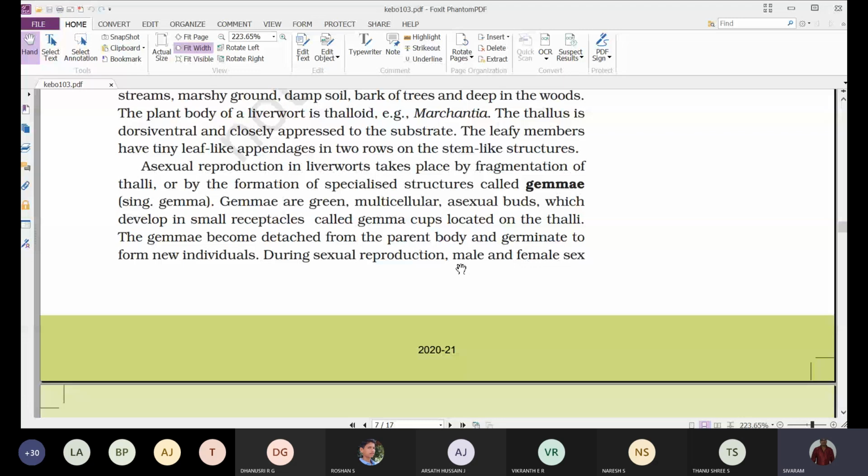And these gemmae, when detached from the parent body and fallen on a suitable area, germinate and give rise to new individuals. So the gemmae are helpful in asexual reproduction. They are bud-like structures in cup-shaped structures developed on the thalloid body of these liverworts. In due course of time, these gemmae are separated from the parent body. When they fall on a suitable substratum, they germinate and give rise to new individuals.